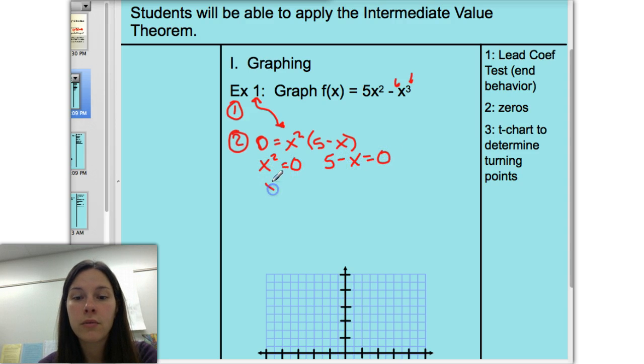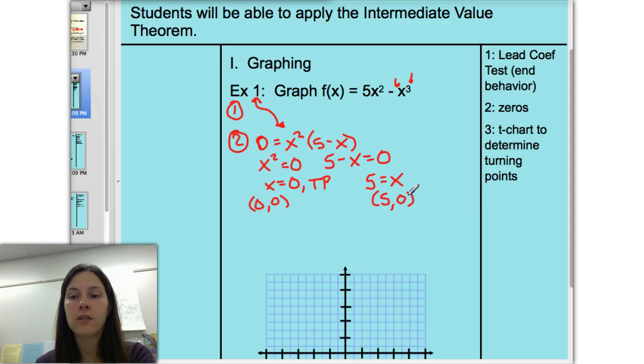This one, taking the square root of both sides, we get x equals 0, but I'm going to mark that it is a turning point so that when I go to graph it, I remember that. Here, adding x to both sides, we get our other 0. It's helpful if you write your zeros as ordered pairs. Again, less to think about when you go to graph. Make sure you get that x coordinate first, and we substituted 0 for y second.